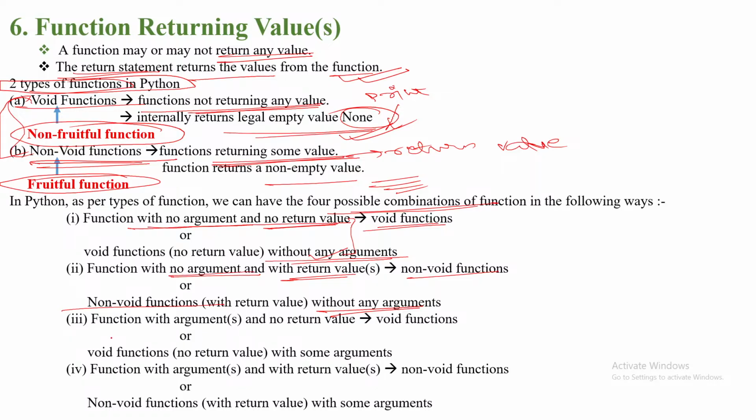Now the third combination, functions with argument and no return value. No return value, again void functions, but with argument. No return value is called void functions, void functions with some argument. Now next, function with argument and with return value. With return value, it is called a non-void function, so non-void functions with some arguments. One by one we will see through the examples.